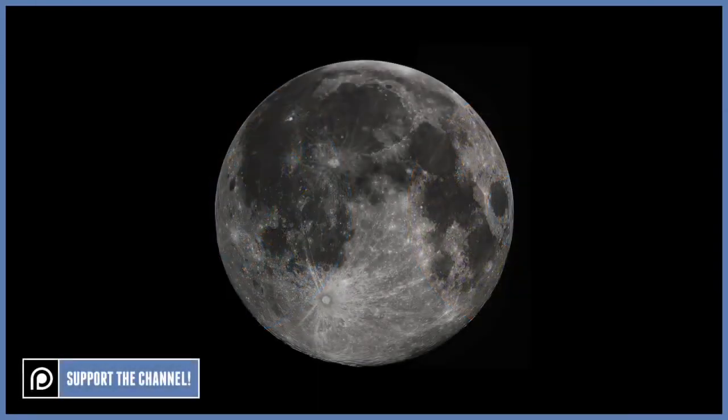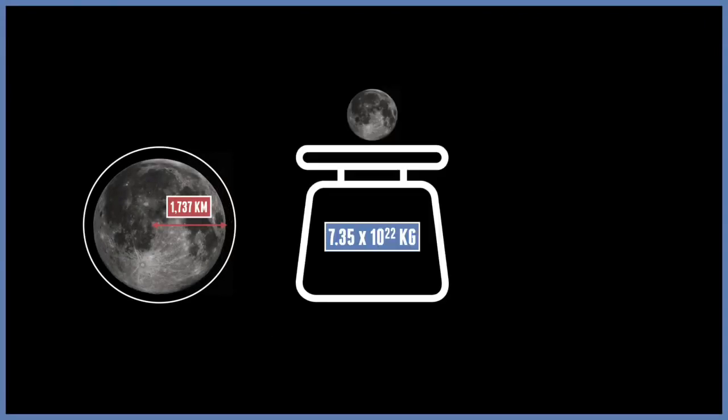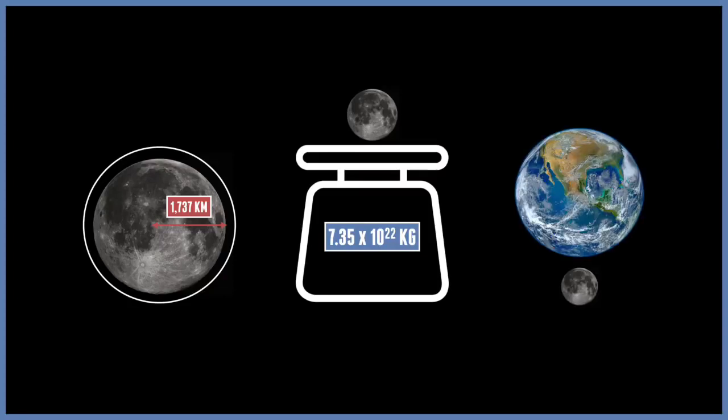So what's the gravity on the Moon? The Moon is of course the only astronomical body where human beings have been able to test out gravity in person. So the Moon is a very small object, at around 1,700 kilometers in radius. Its mass is 7.35 times 10 to the 22 kilograms, and of course it's only about the size of the United States.